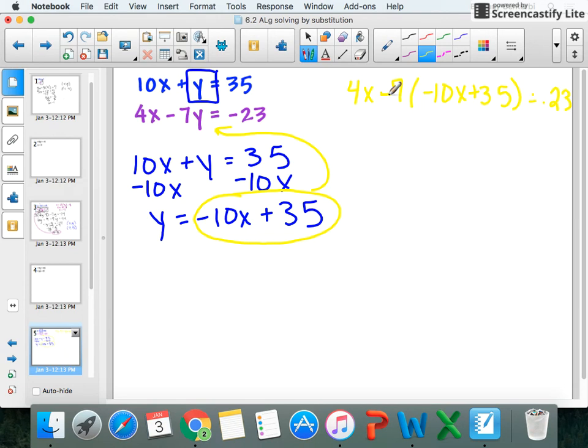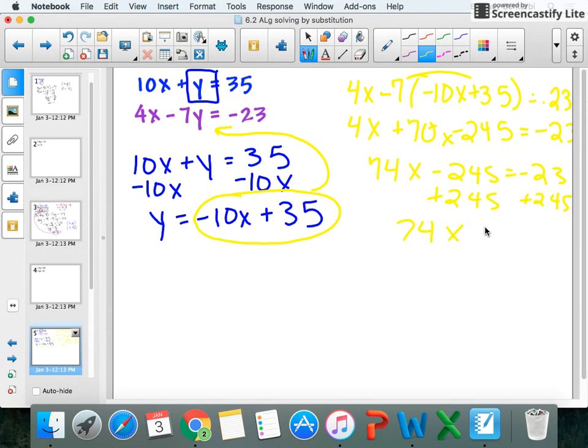Then from there we just have to solve. So 4x, distribute the negative 7 through. So negative 7 times negative 10 is a positive 70. Negative 7 times 35 is negative 245, equals negative 23. Then combine like terms and we get 74x minus 245 equals negative 23. Add 245 over, and 74x equals 222. Then divide by 74, so we get x equals 3.